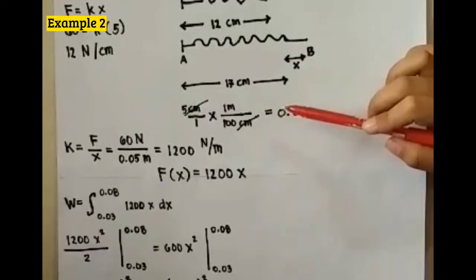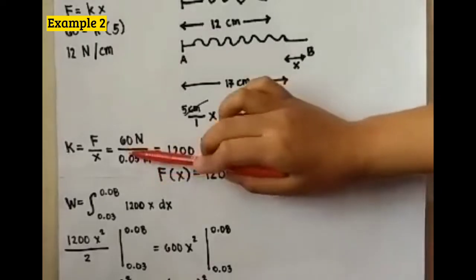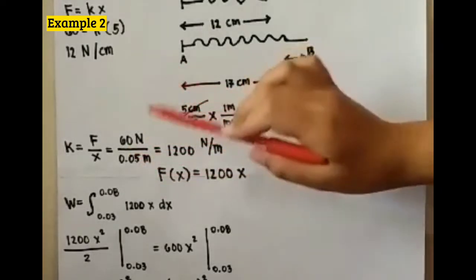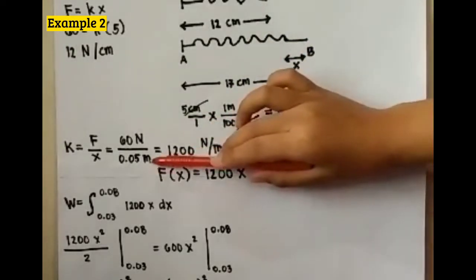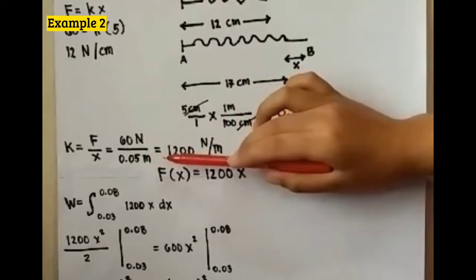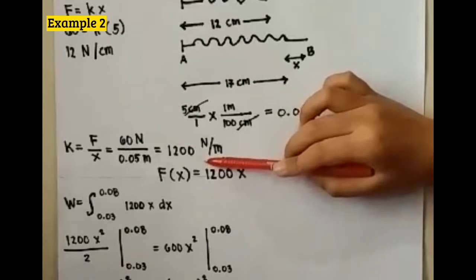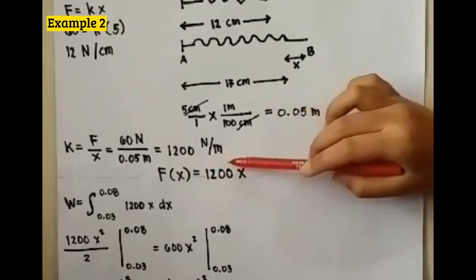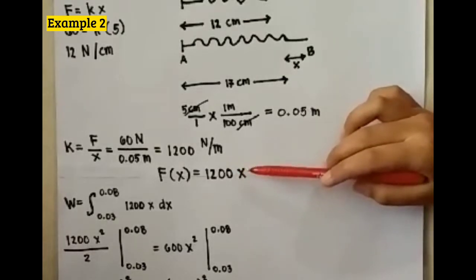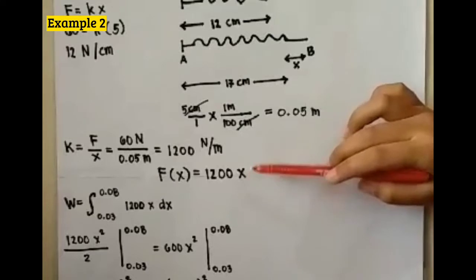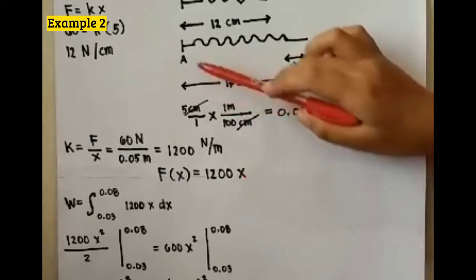Now, K is F divided by X. So we have 16 newtons divided by 0.05 meters, and so that's going to be 1200 newtons per meter. So that's the force in terms of X as a function: K times X, or 1200X. So the work required is going to be the definite integral from A to B.